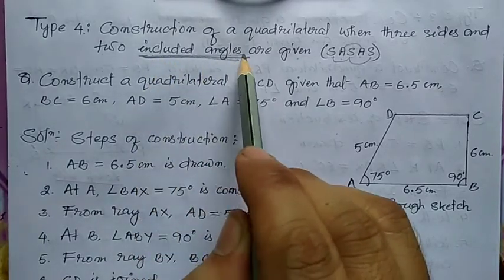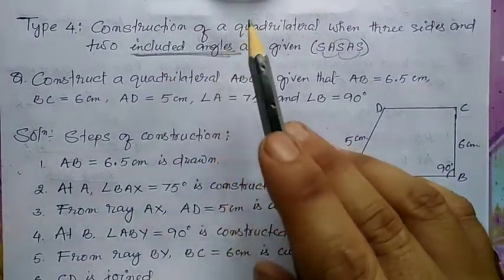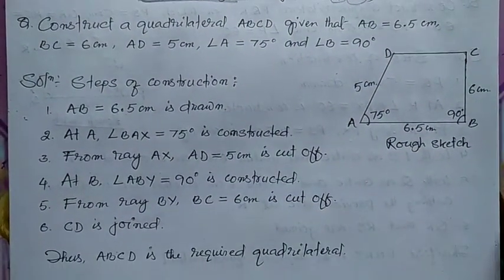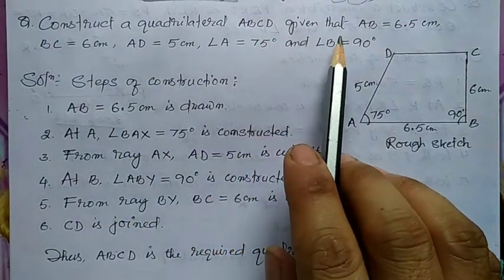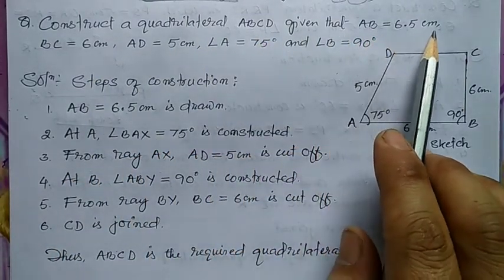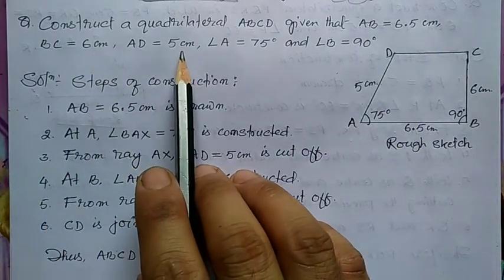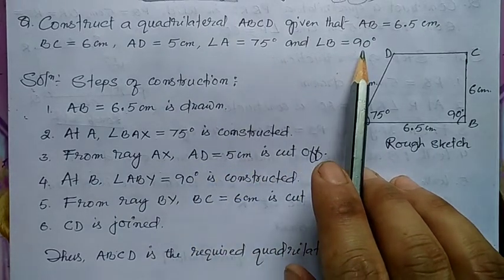Let's try to understand the meaning of included angle. Once we take a question, I'll explain these included angles. Then for this type, let's take up one question. The question is: construct a quadrilateral ABCD given that AB length is 6.5 centimeter, BC length is 6 centimeter, AD length is 5 centimeter, angle A is 75 degree and angle B is 90 degree.